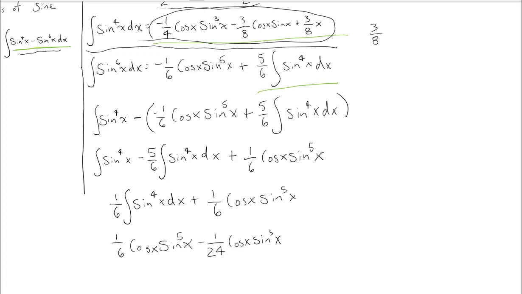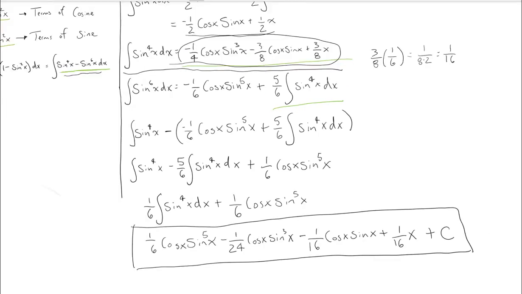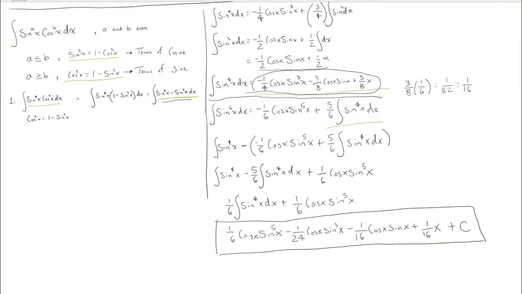3/8 times 1/6. Well, 3/6 is 2, so that'd be 1/8 times 2, which would be 1/16. So it'd be minus 1/16 cosine of x sine of x, and then it would be plus 1/16 x plus c. And that right there is the answer to the integral. And that was the integral of sine to the 4th of x times cosine squared of x.